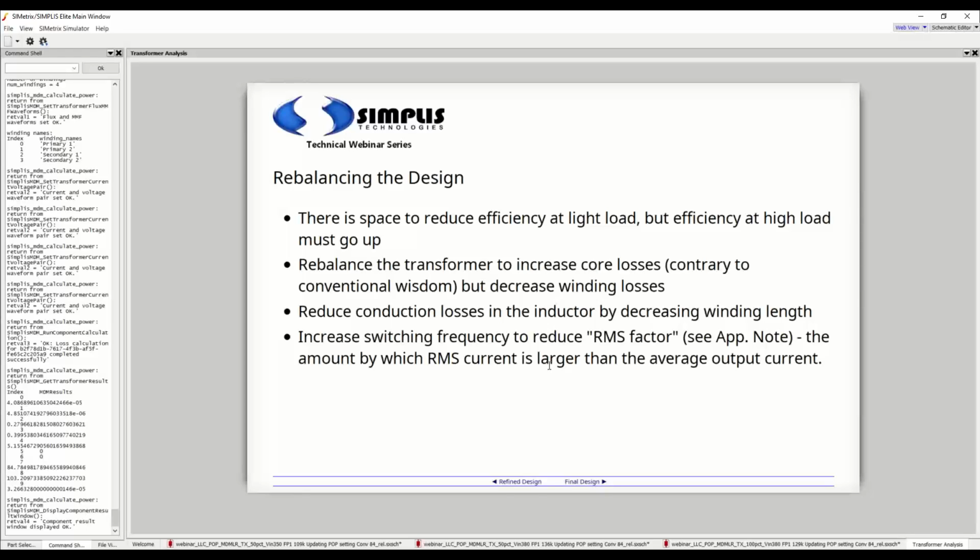And finally, there is something which in the app note is called the RMS factor, which is the amount by which RMS current is larger than the average output current. And you want to reduce that in order to reduce your RMS current and reduce your conduction loss. And if you refer to the app note, you will see that increasing the switching frequency will actually do that.